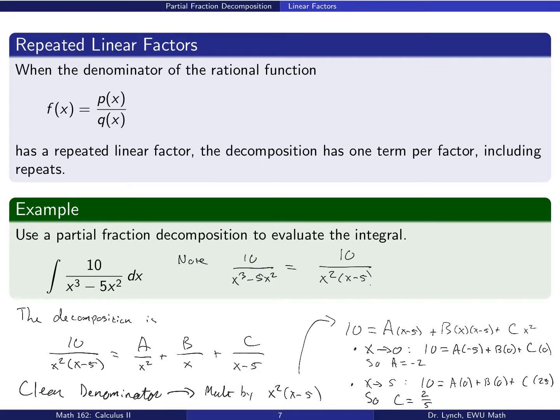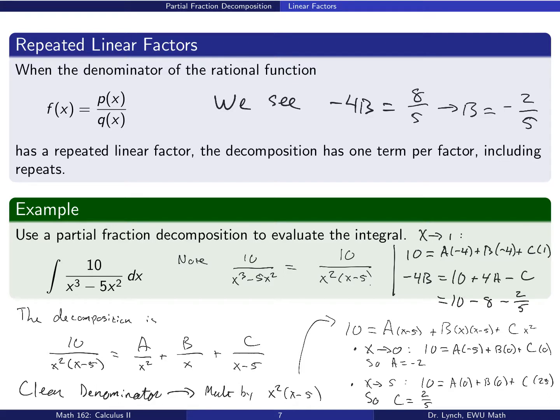When x approaches 0, a quickly simplifies as minus 2. When x approaches 5, c quickly simplifies as 2/5. And now it turns out we just have to choose anything else for x to figure out what b is.